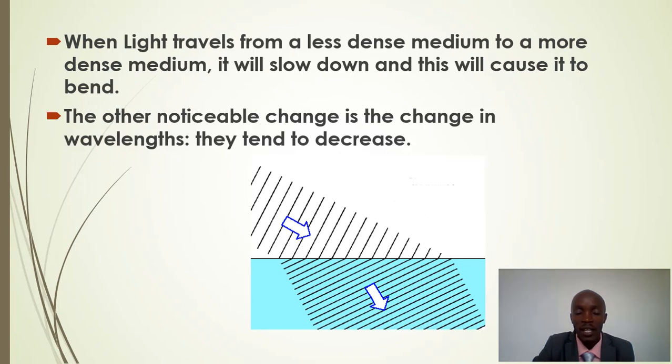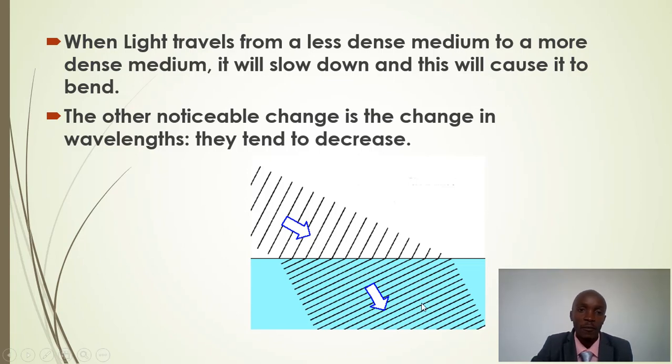In other words, there is a change in velocity from a high velocity to a low velocity, as can be shown on the diagram below. The other noticeable change is the change in wavelength. The wavelength of light once in a more dense medium tends to be compressed together. In other words, it tends to decrease, as shown in our diagram below.